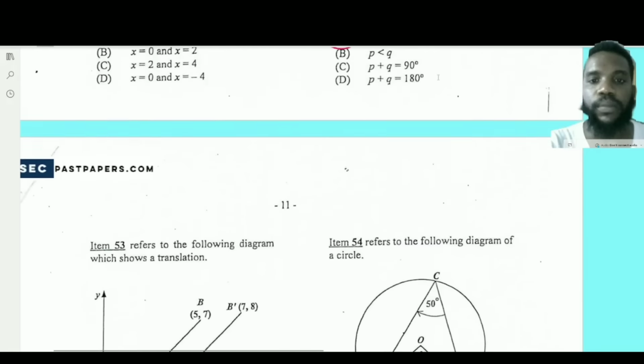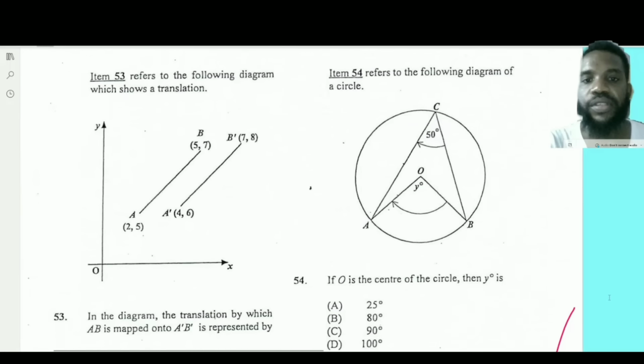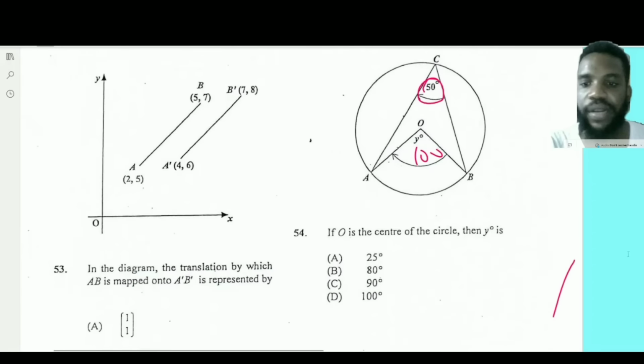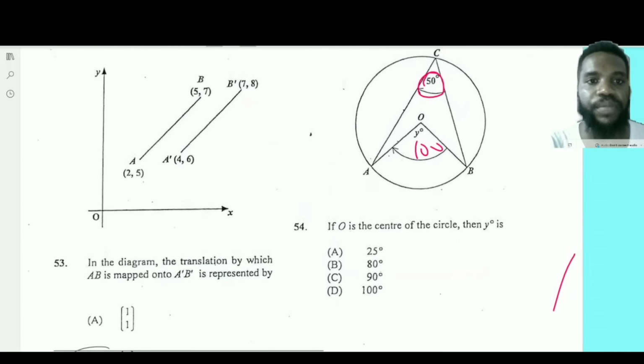Right, let's take this up. It refers to the following diagram. This is what we call circle theorem. Alright, if O is the center of the circle, then y degrees is, and simply put, the angle at the center is twice the angle formed at the circumference. So if at the circumference you have 50, twice that is going to give you 100 degrees. Alright, taking that down is going to be D as in dog. Right, you don't get any simpler than that. Formed from the same arc here. So the angle at the center is double the angle formed at the circumference.